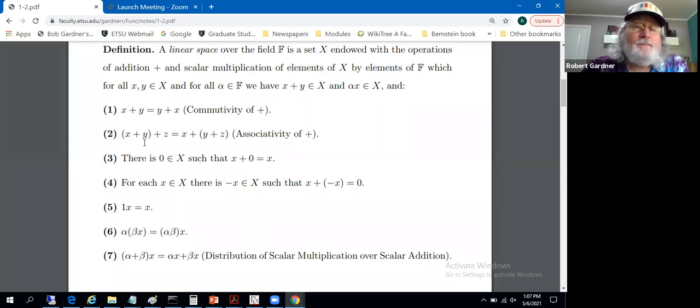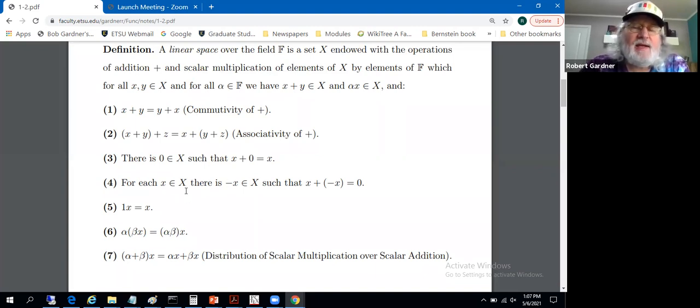X plus Y plus Z equals X plus Y plus Z. It's hard to verbalize, but is indicated symbolically there, where X, Y, and Z are vectors. There is a 0 in X. We'll talk about this a little bit more later, but that's the 0 vector. You know it's a vector because it's in set X, and set X is the place where the vectors are. So there's a 0 vector such that X plus 0 equals X. This holding, again, for all X, as stated upstairs. Of course, this would be the additive identity vector.